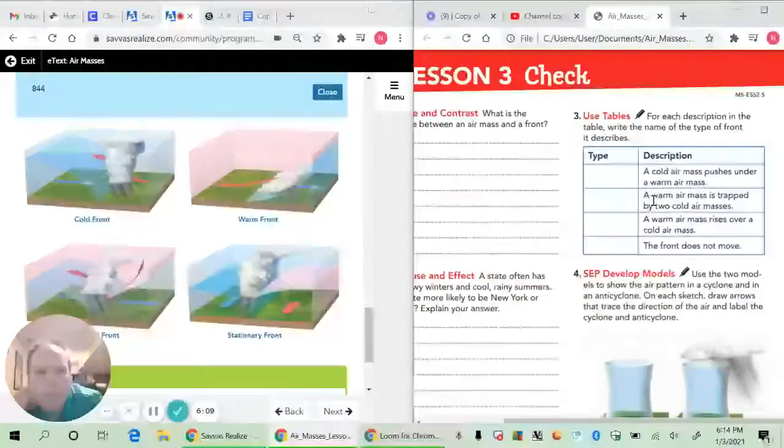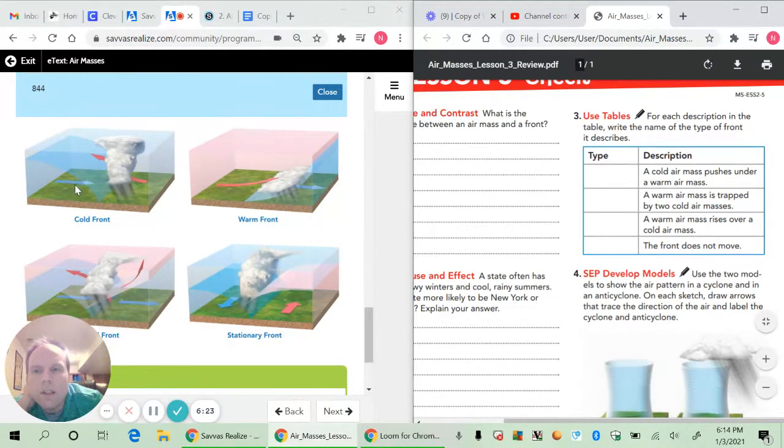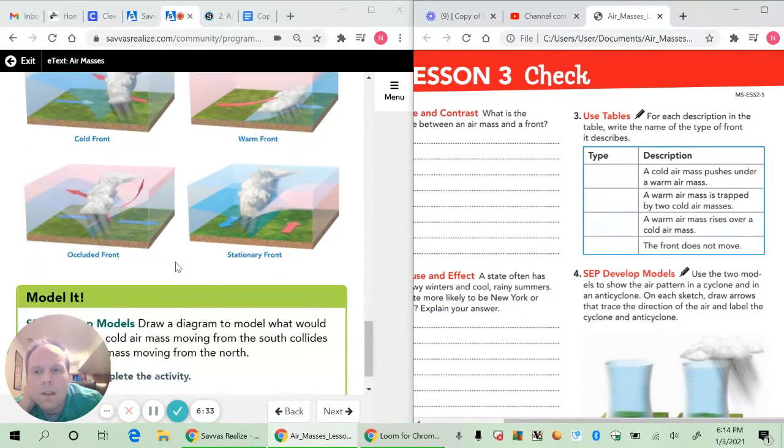Next one, a warm air mass is trapped by 2 cold air masses. So remember, there's another type of front where you get more than 2 air masses interacting. You have 2 cold air masses on the side and a warm air mass trapped in the middle. If I look at this one, I only have 2 air masses here. It can't be that one. The warm air mass is not trapped between 2 cold ones here, so it's not a warm front.